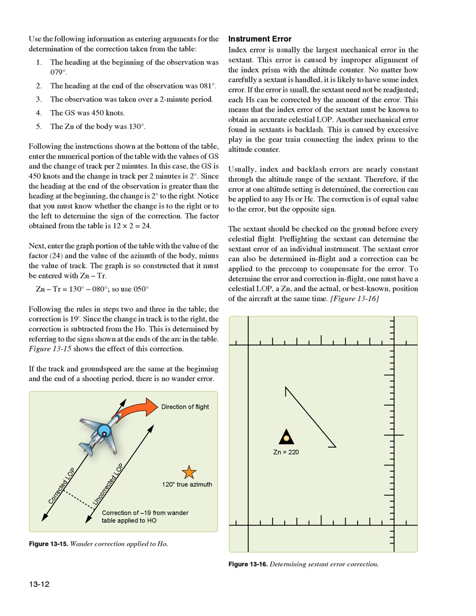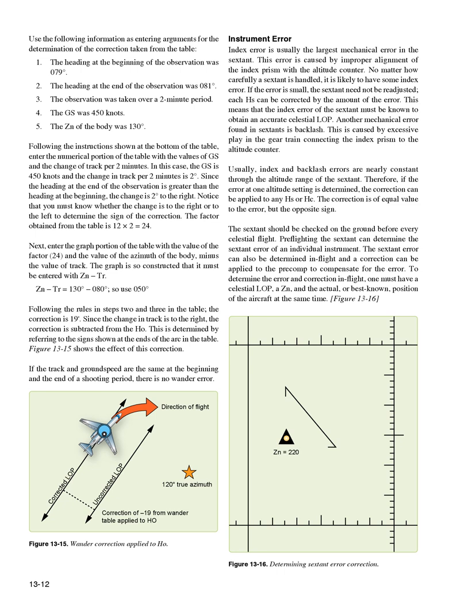The sextant should be checked on the ground before every celestial flight. Pre-flighting the sextant can determine the sextant error of an individual instrument. The sextant error can also be determined in flight and a correction can be applied to the pre-comp to compensate for the error. To determine the error and correction in flight, one must have a celestial LOP, a ZN, and the actual, or best known, position of the aircraft at the same time.